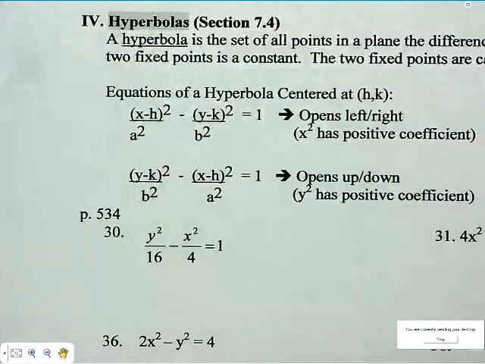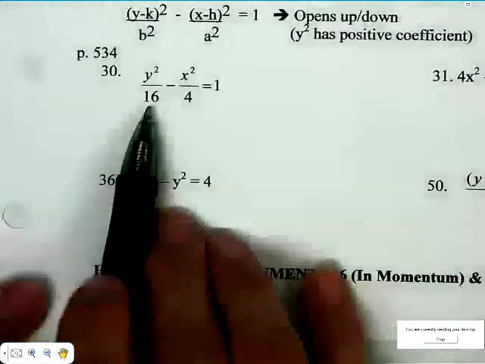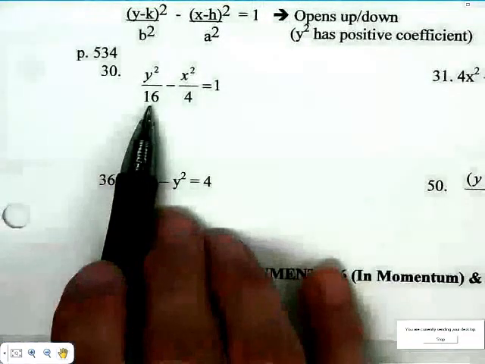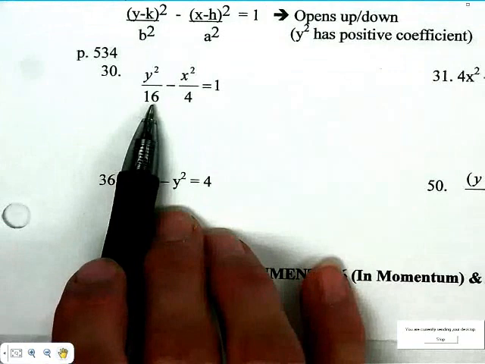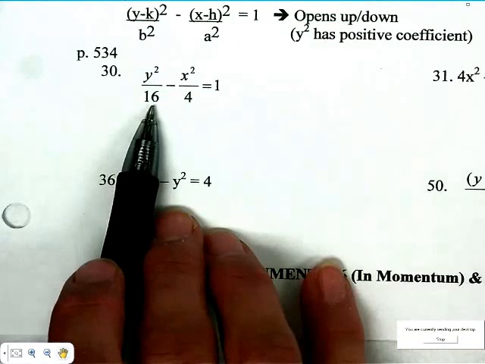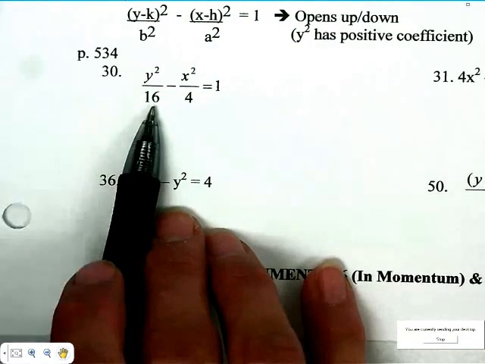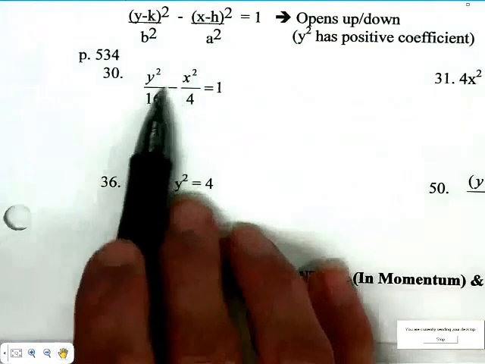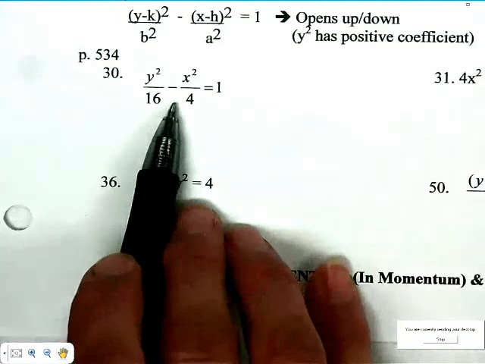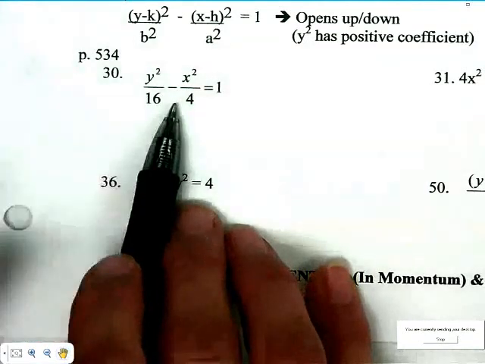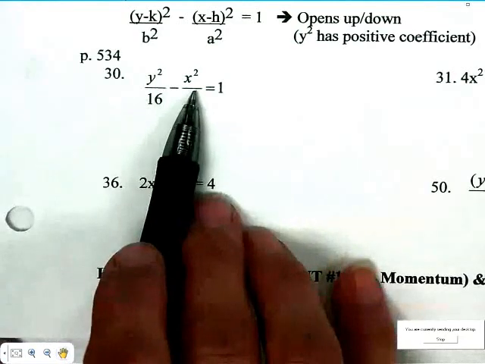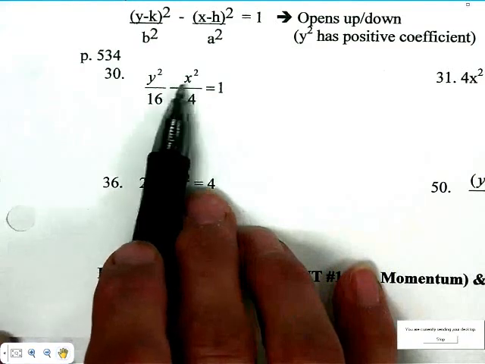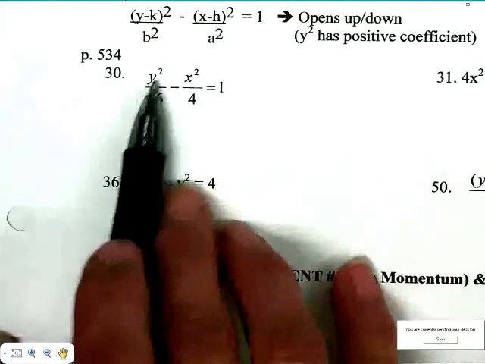For example, number 30, how do I know it's not a parabola? Because both variables are squared. That's why it's not a parabola. How do I know it's not a circle or an ellipse? One of the squared terms has a negative coefficient, therefore it must be a hyperbola. And it's in that perfect form where I can just look at it and tell you that the center of this hyperbola is 0, 0. There's no horizontal shift or vertical shift.